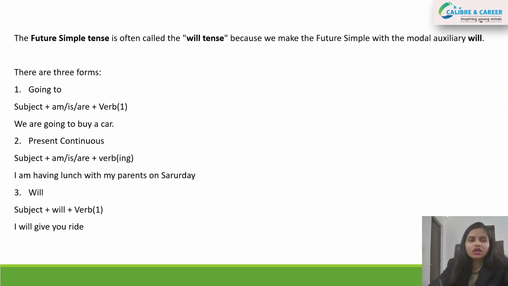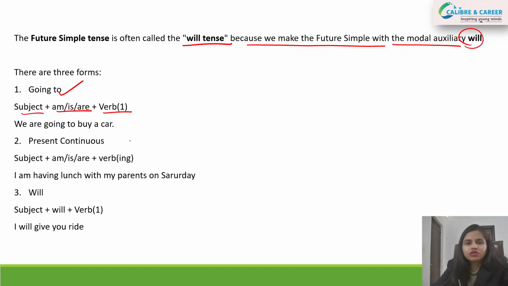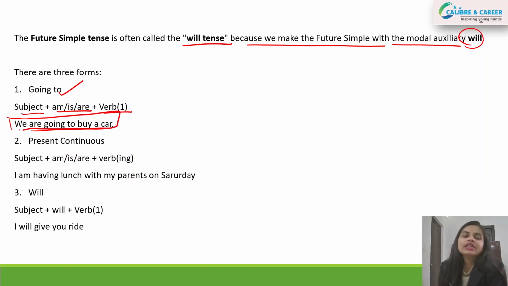Okay. Now let's move to your future simple tense. What is included in your future simple tense? The future simple tense is often called the will tense, because we make our future simple tense with a modal auxiliary verb. There are three forms that you will use. Number one is going to. Subject plus is, am, are, and verb first form. We are going to buy a car, example. That means when you are saying something that you are going to do, subject will come, is, am, are will come, and verb first form will come, that is the base form.